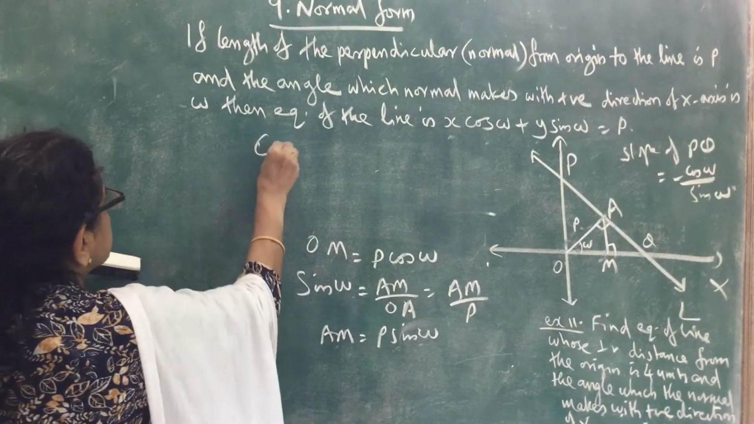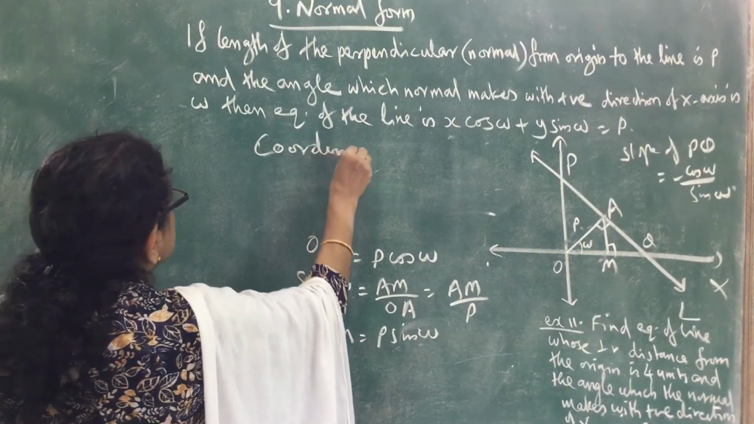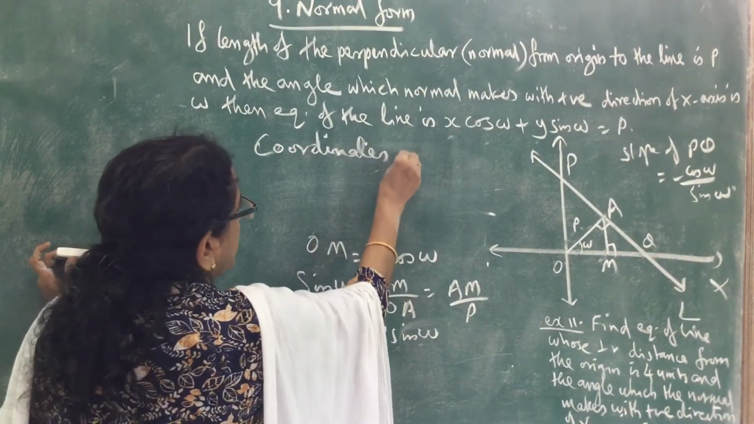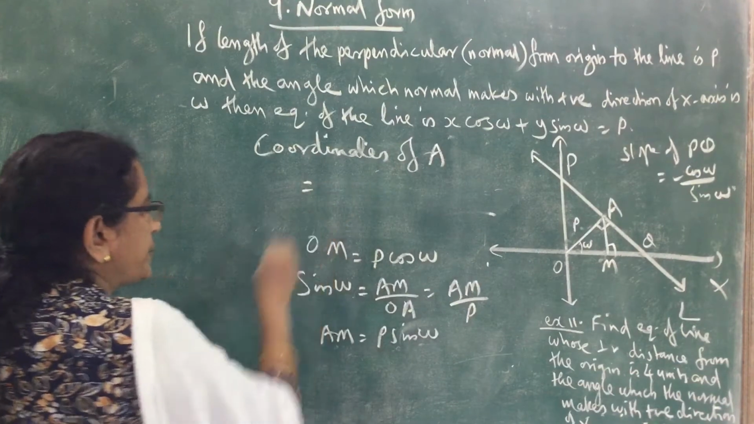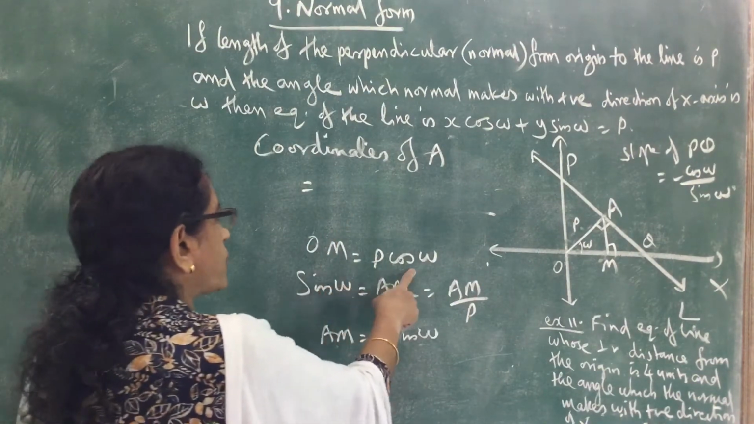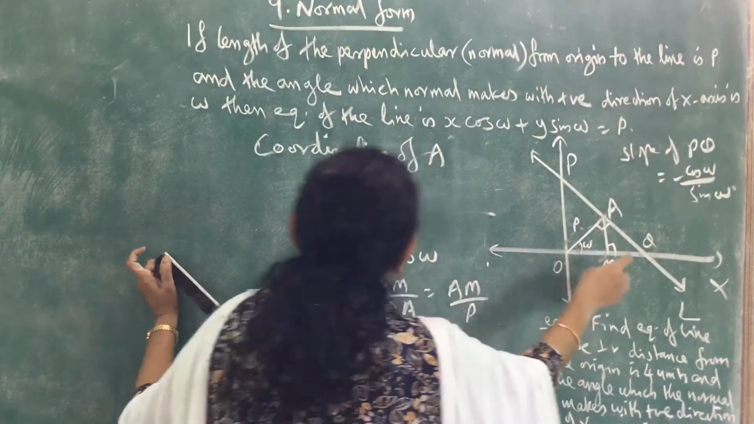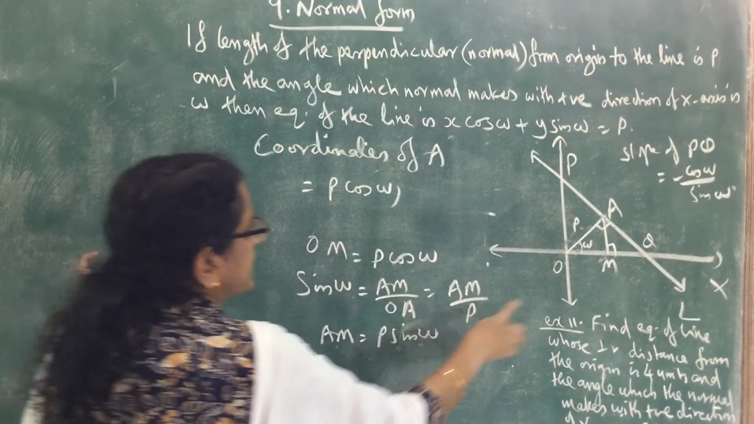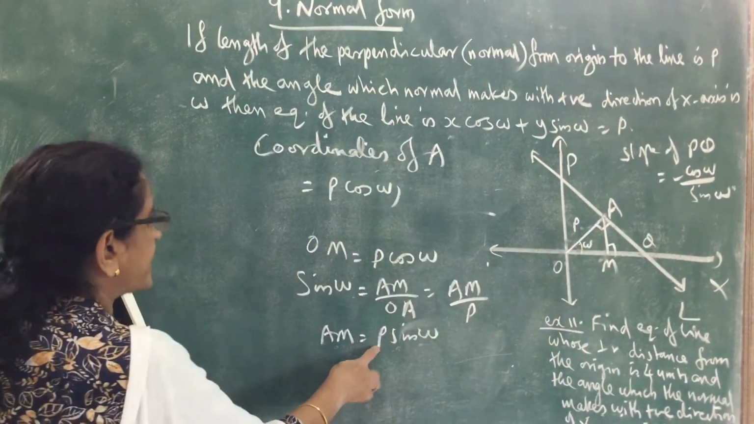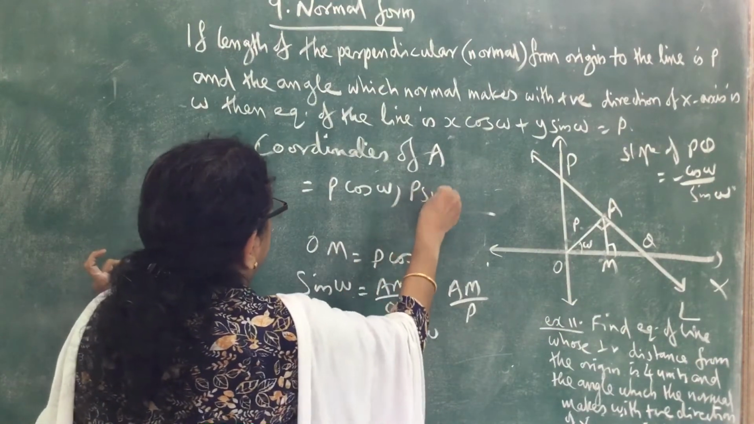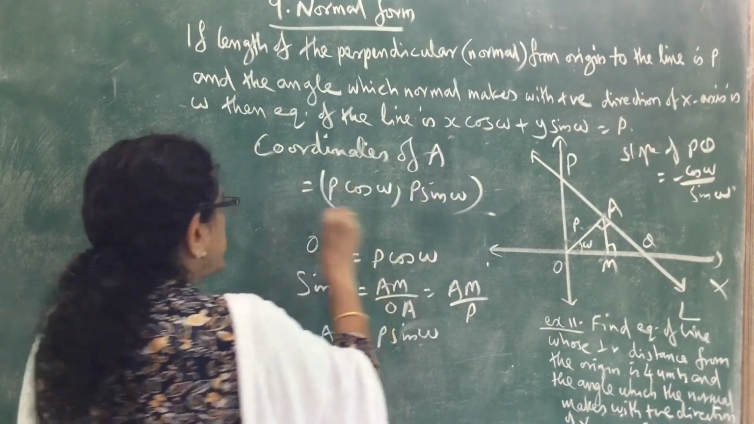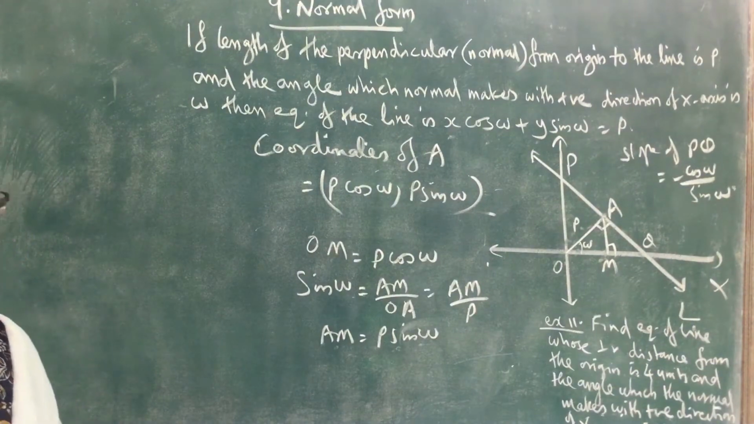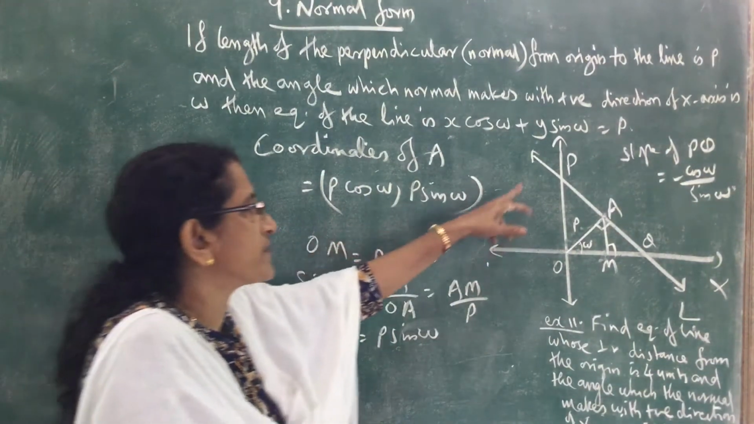Therefore coordinates of A equal to x coordinate, that is P cos omega, OM is the x coordinate, comma, y coordinate, that is AM, that is P sin omega. So these are the coordinates of the point A. So now we got one point on the line.